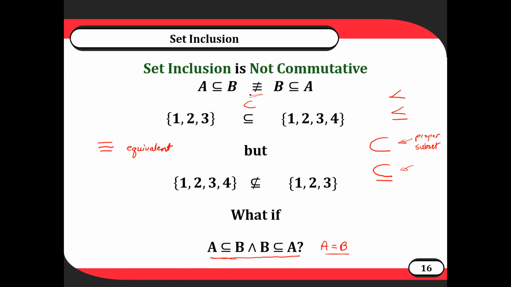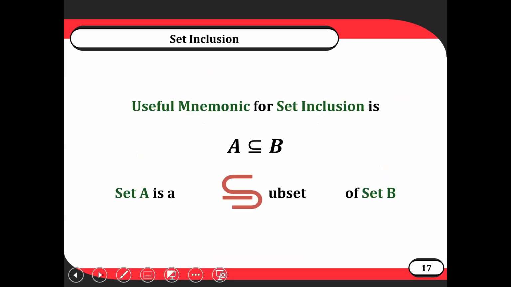So in this case, A being a subset of B is not equivalent to B being a subset of A. And this is a useful mnemonic. I generally don't have trouble remembering which way this goes, but if you do, you can use this to try and remember.